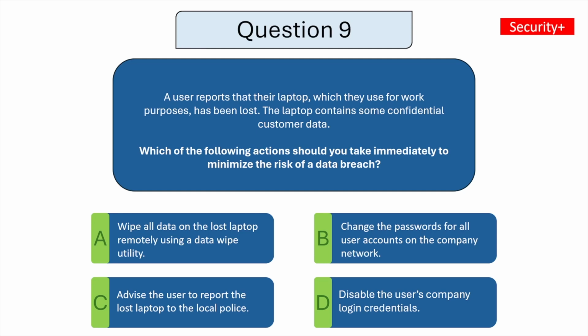Okay, this is a good example of a CompTIA question, actually. Technically, all four of these could and would be done in a real-world scenario, but there is one option that is most important to do right away. And that would be A, wipe all the data. B and C are solid answers, but they aren't as important to do right away as wiping the device. And changing the password for all user accounts on the company network, I don't know if they're referring to everybody in the company or just this person, but that could be a little overkill.